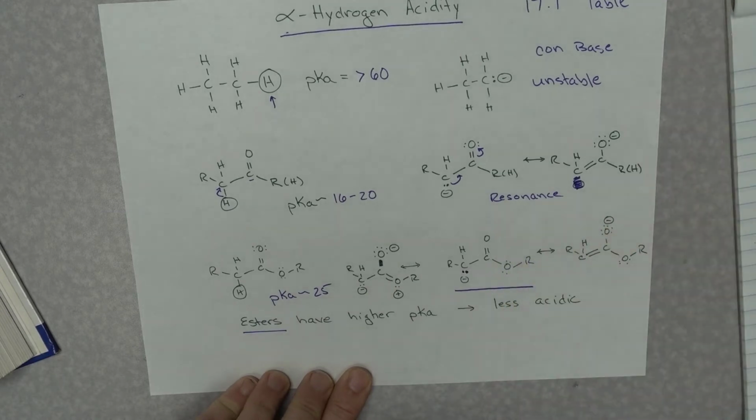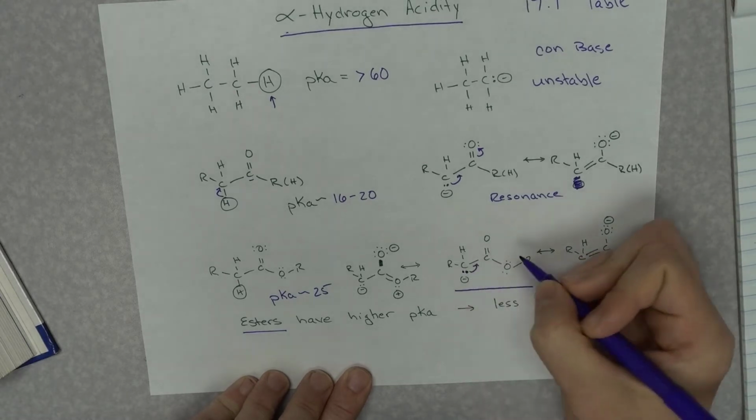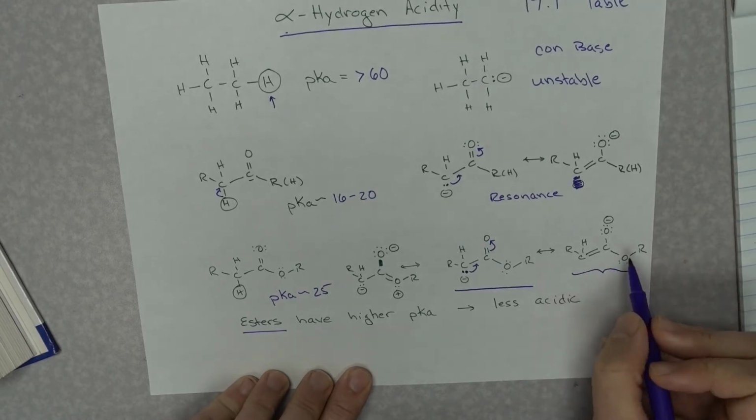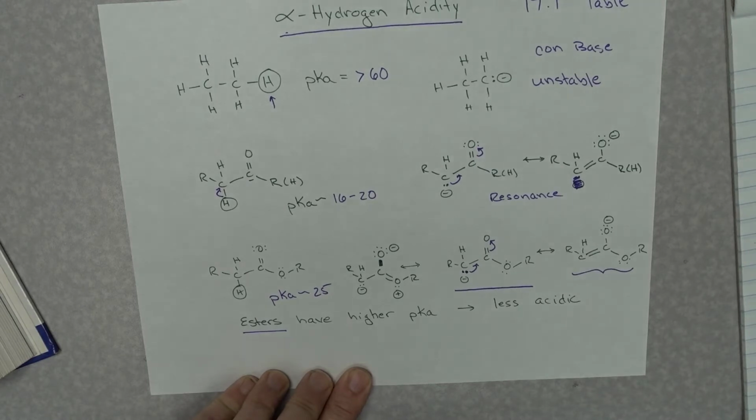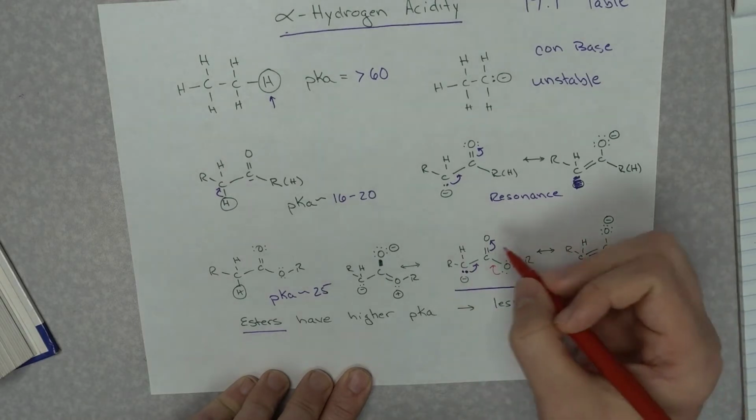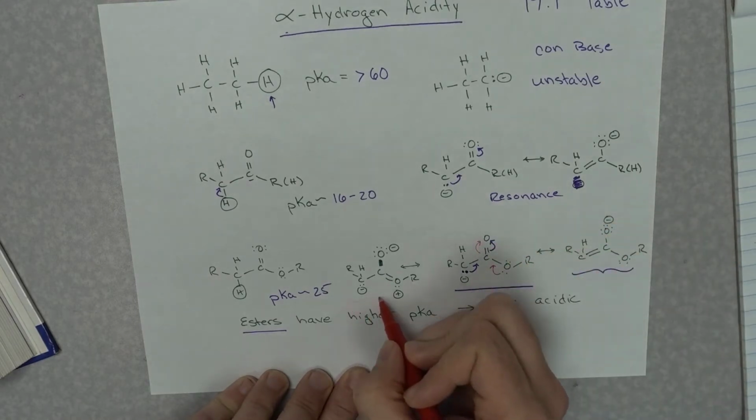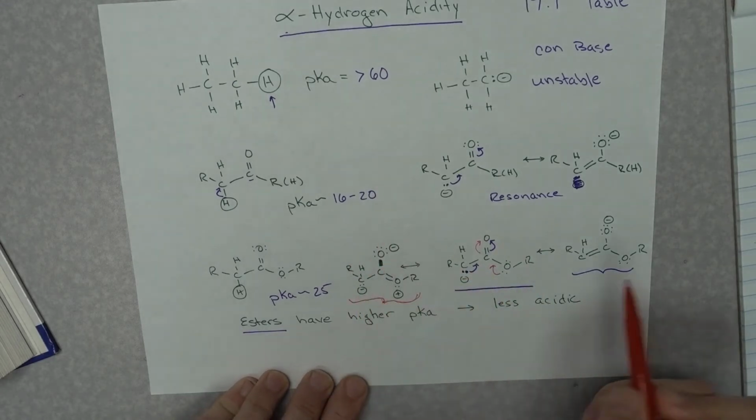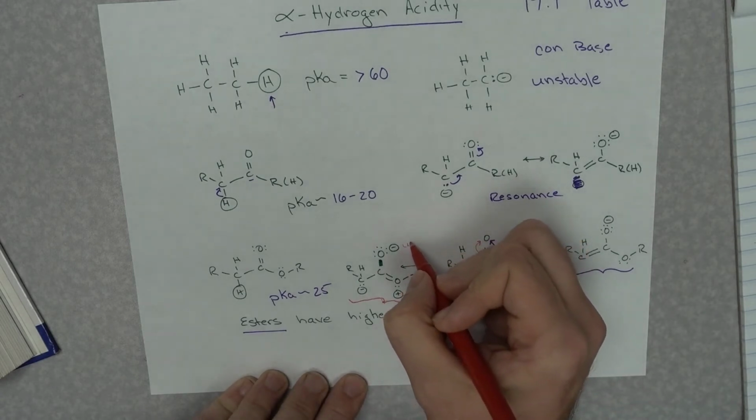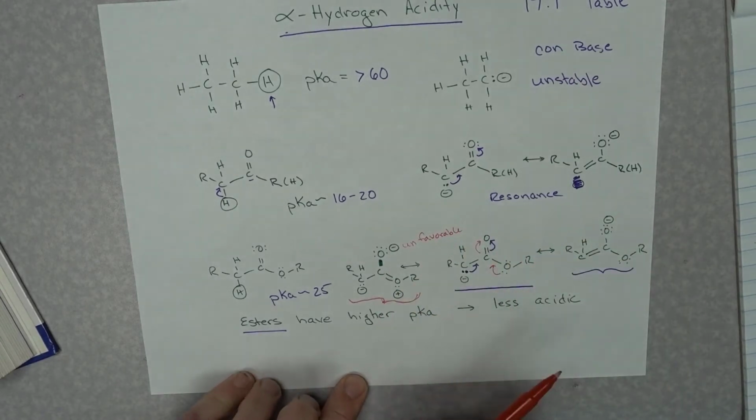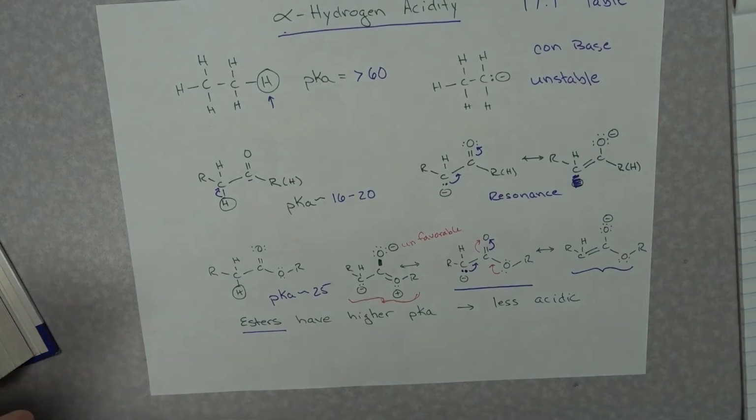I'm going to use two different color pens here. If these electrons kick up to here and these electrons kick up to here, then this is the resonance structure that ends up being made. But there's another thing that can happen: if these electrons kick over this way and these electrons kick over this way, then this ends up being a resonance structure. So while there are more resonance structures, this one is clearly unfavorable. And because it's unfavorable, it's less stable, which makes this a weaker acid in general.